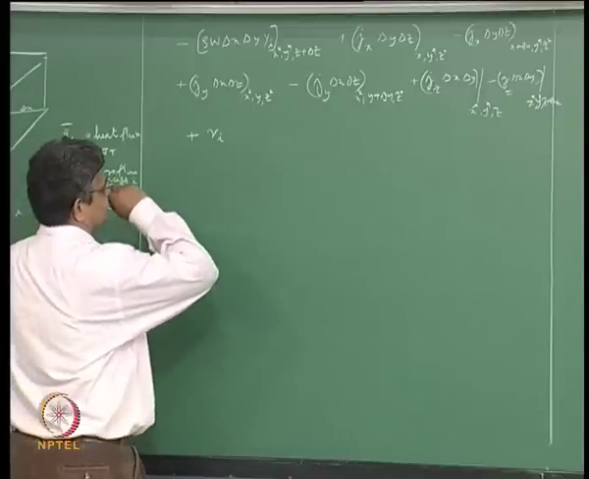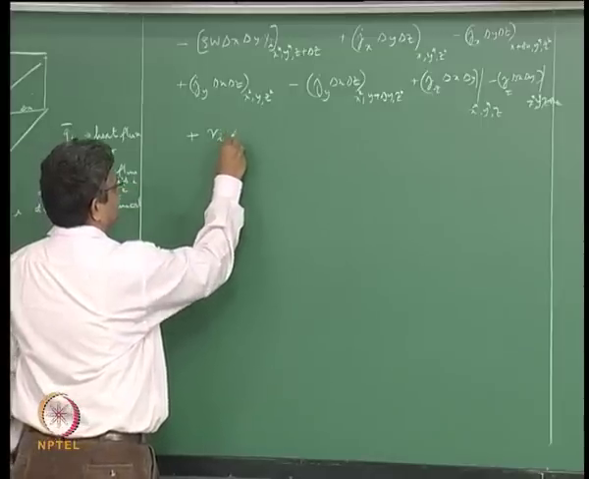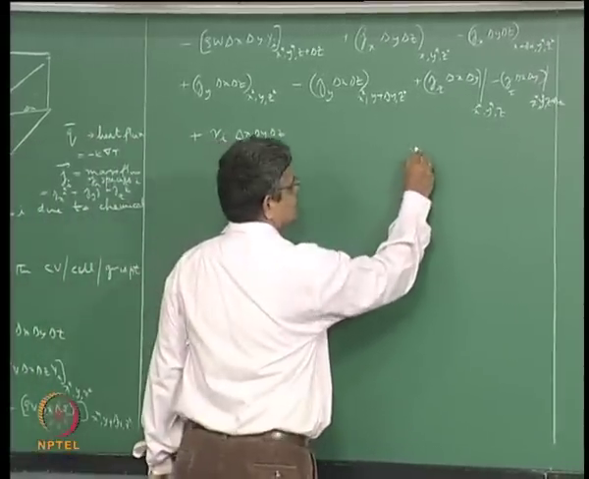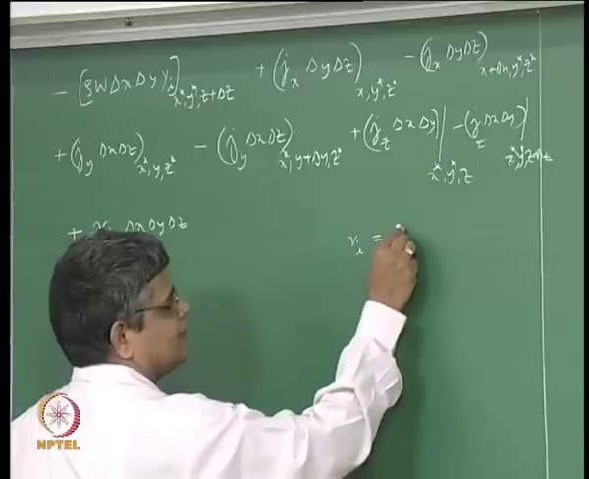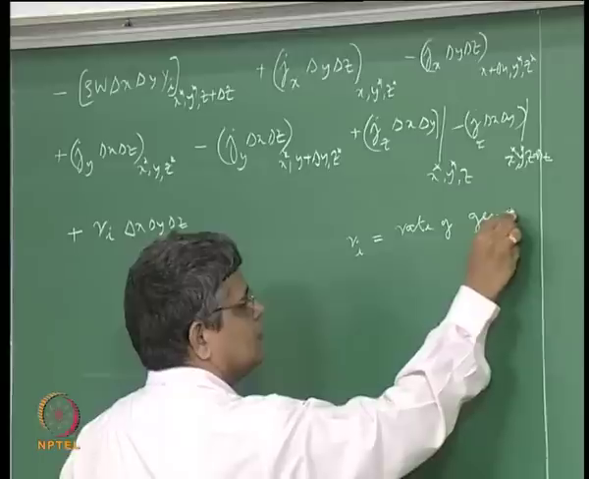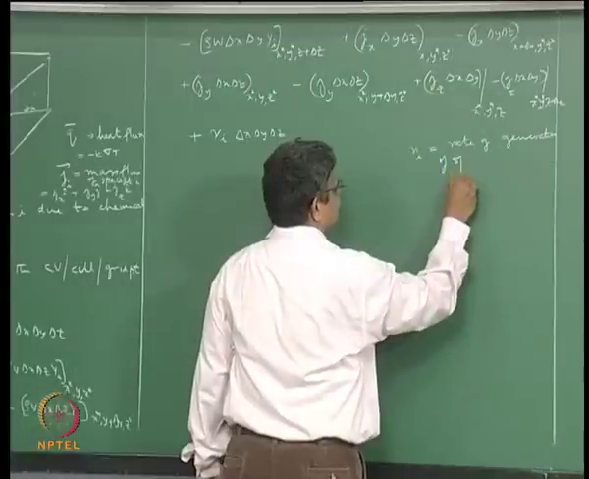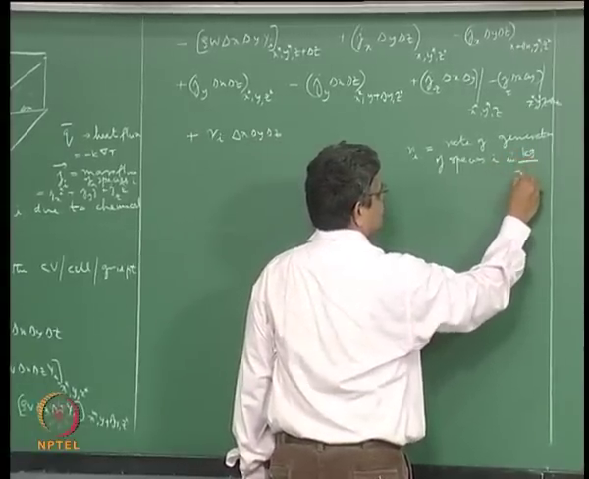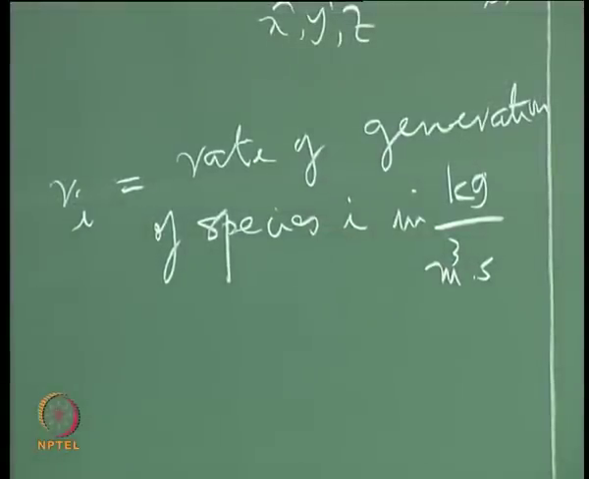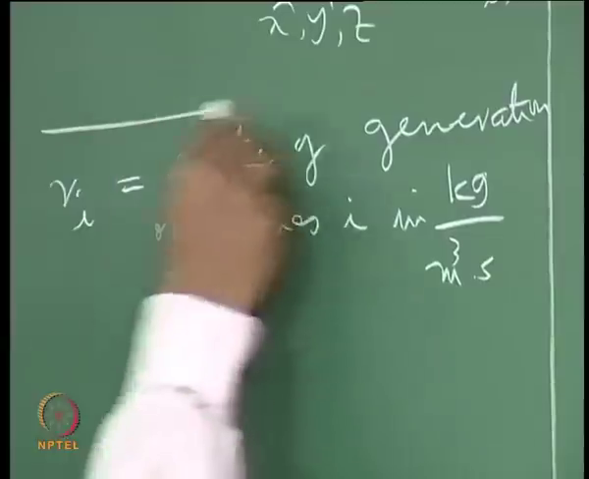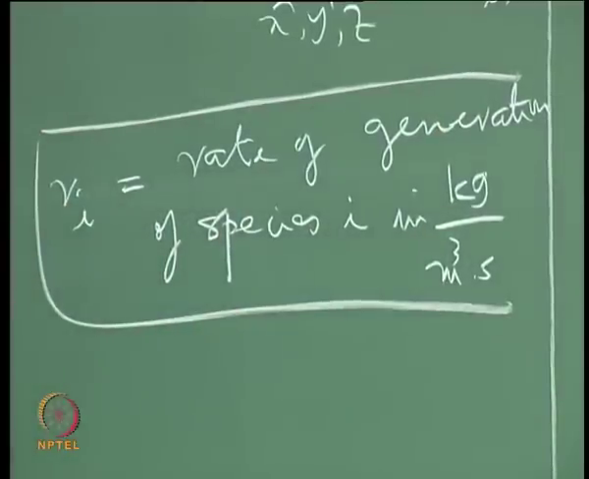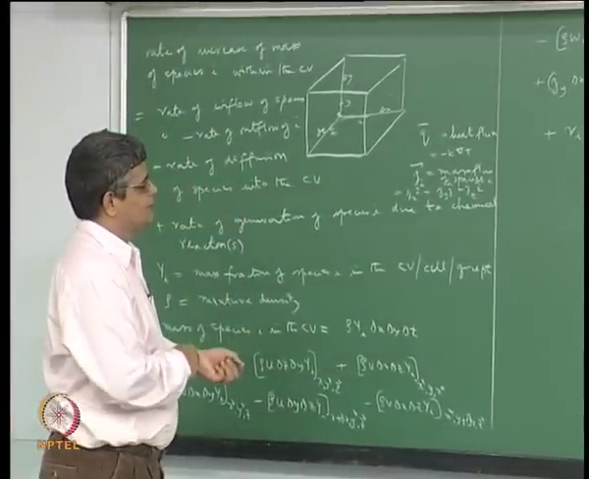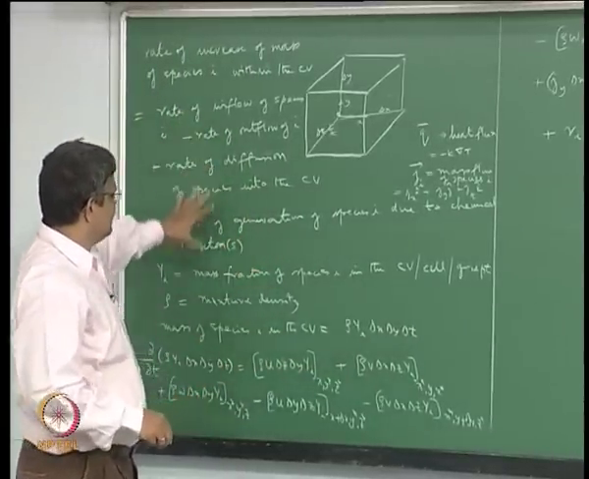What we will do is that we will multiply this by delta x, delta y, delta z, so that now Ri is the rate of generation of species I in kilogram per meter cubed per second. Okay, so for the time being we will not specify what this is. Once we derive the overall equation, then we'll look at how to specify the flux here and also the rate of generation term. So now we have taken care of all the terms here.